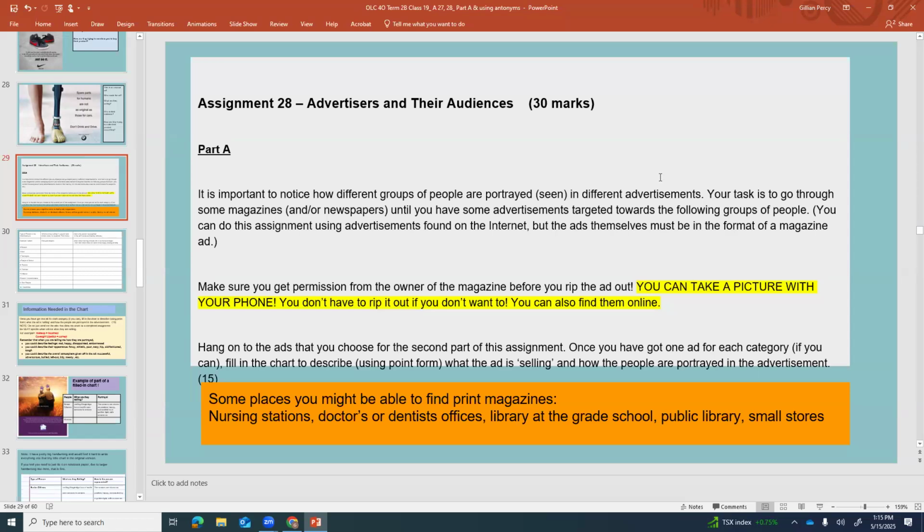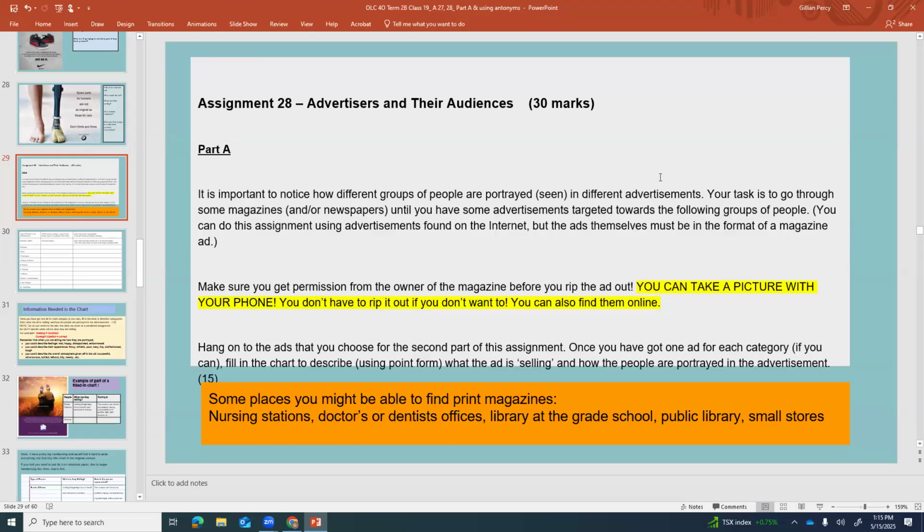So your task is to go through some magazines until you have found some advertisements targeted at the following group of people. Now, I want to point out, you do not actually need an actual magazine. You're certainly welcome to do this using advertisements found on the internet, but I want you to use the ones that are in the format of a magazine ad, okay? It's a very specific format, which we'll talk about shortly.